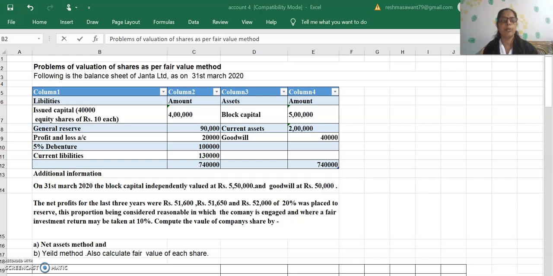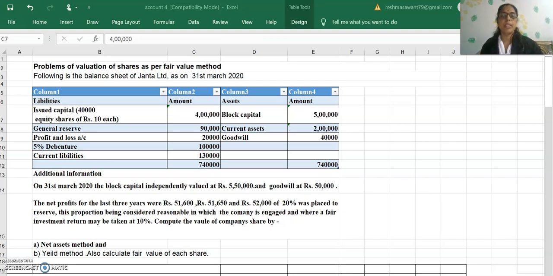Before that we have to understand the question and the meaning of various headings related to that question. Following is the balance sheet of Janta Limited as on 31st March 2020. Liabilities: issued capital 40,000 equity shares of 10 each, 4 lakh; general reserve 90,000; profit and loss account 20,000; 5% debenture 1 lakh; current liability 1 lakh 30,000. Assets: block capital, meaning your fixed assets, 5 lakh; current asset 2 lakh; and goodwill 40,000. Total of balance sheet 7 lakh 40,000.